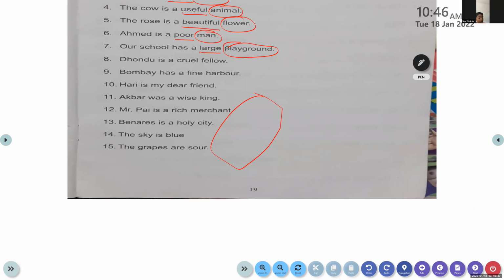Where is the adjective there? How to pronounce the word? It is cruel. Cruel. Yes, cruel. So cruel is the adjective here. It says about Don't do, what the quality of a person is, and it describes a noun.